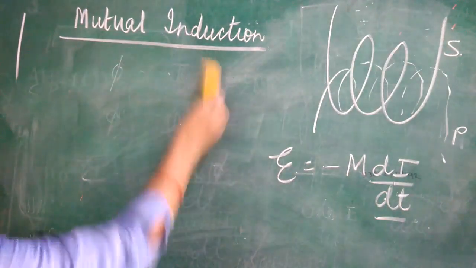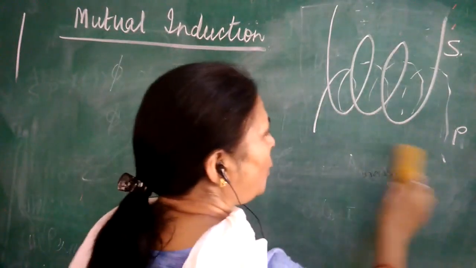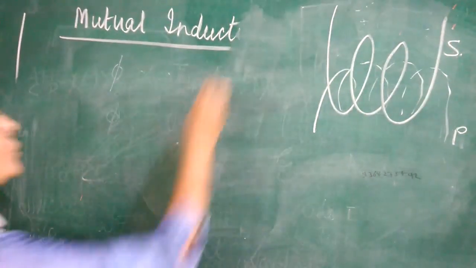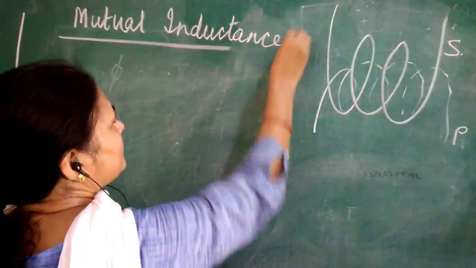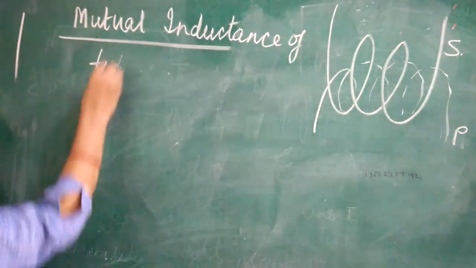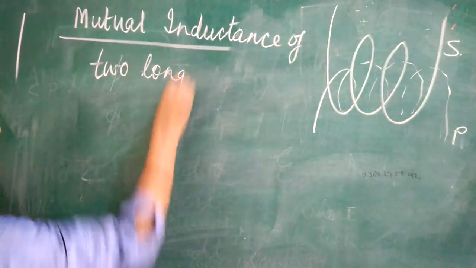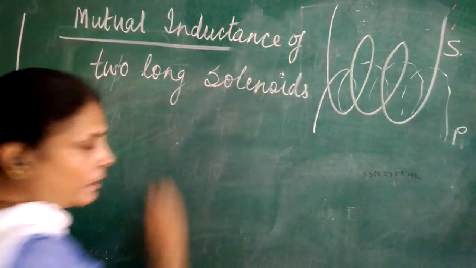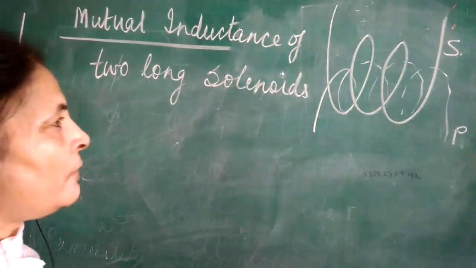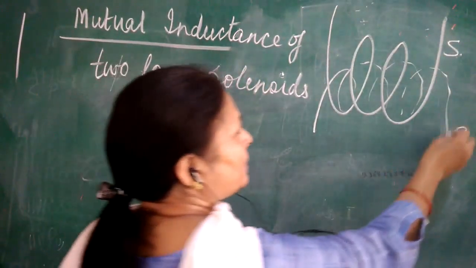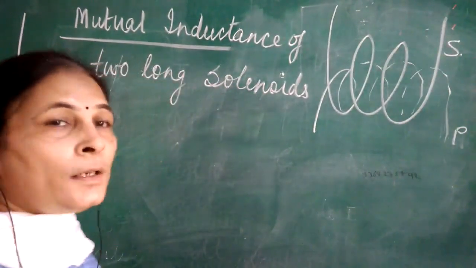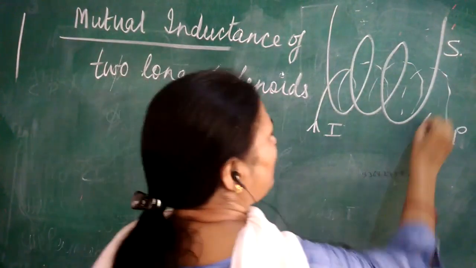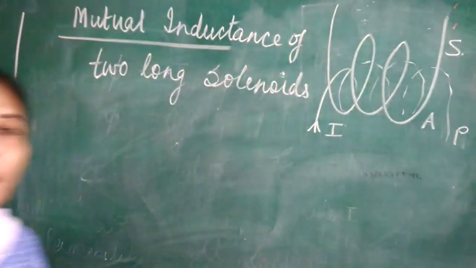Now we'll find out the mutual inductance of two long solenoids. Now we'll consider the case of maximum induced EMF, and we'll consider two coils again, the primary and the secondary coil, which are wound over each other. Let a current I flow through the primary coil, and let the cross-sectional area of the primary coil be A.